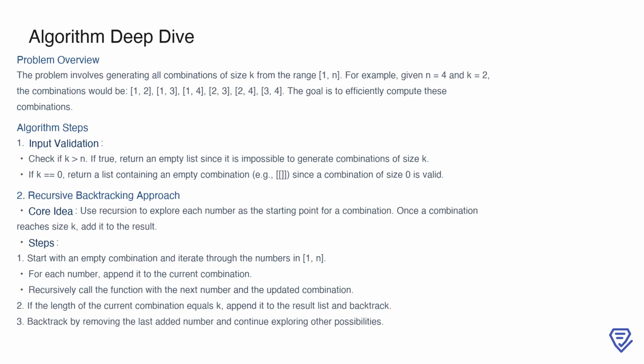The core idea is to explore each number in the range as the starting point of a combination. At each step, we append a number to the current combination, recursively explore the next numbers, and once a combination reaches size k, we add it to our result list. Backtracking ensures that we remove the recently added number to explore other paths. This systematic approach enables us to generate all combinations efficiently.